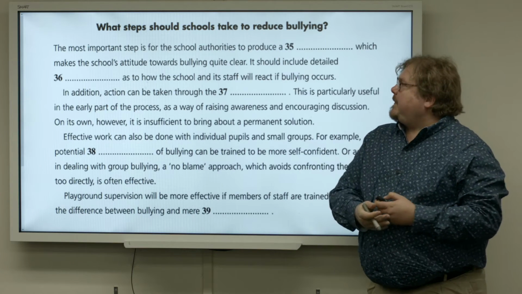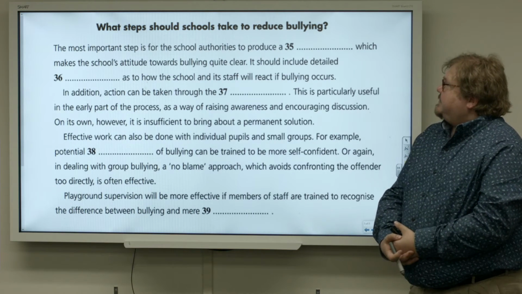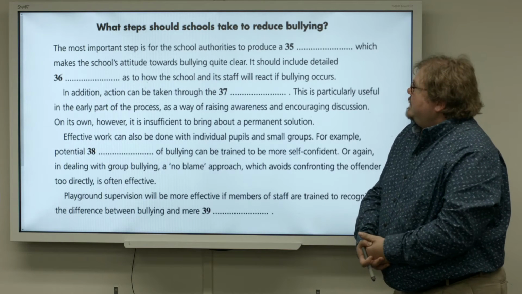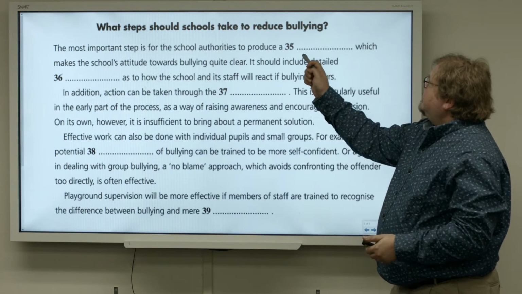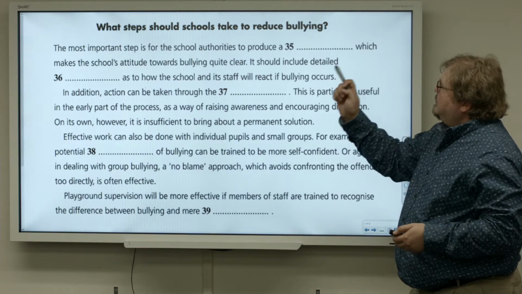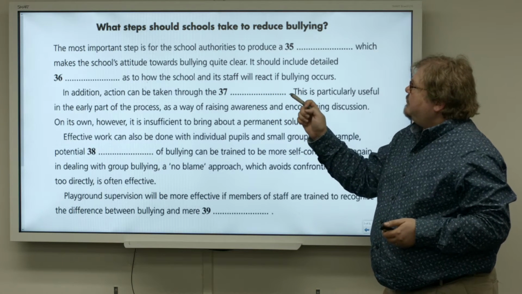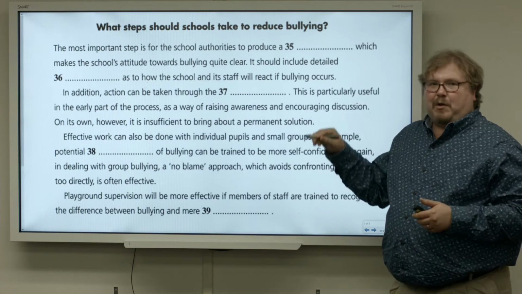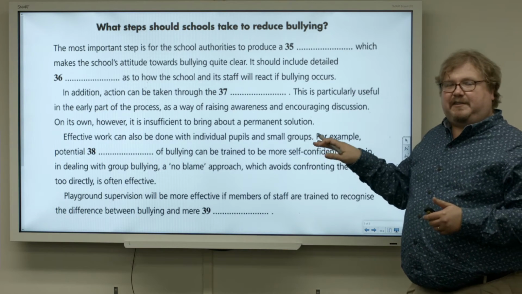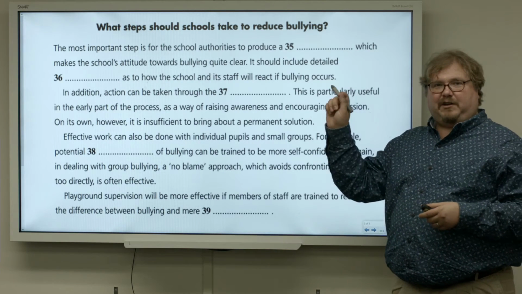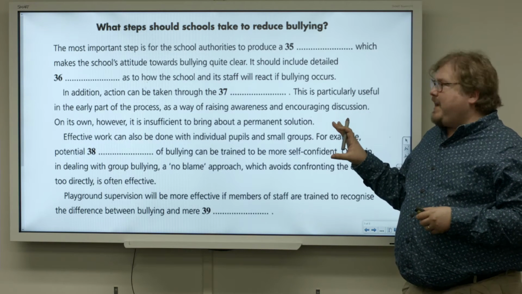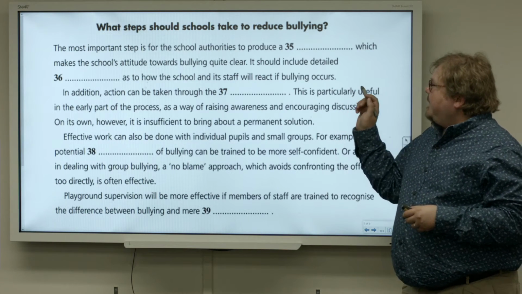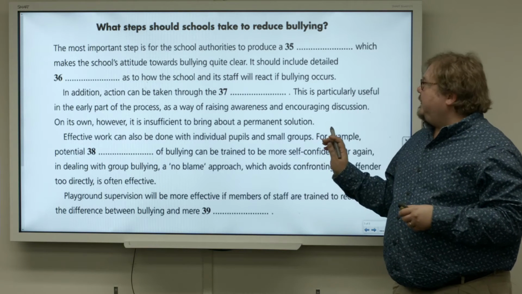Start with the title. What steps should schools take to reduce bullying? The most important step is for the school authorities to produce a blank, which makes the school's attitude towards bullying quite clear. By the time we get to this part, we will have done a quick skim of the article, so we might have some ideas already. But let's continue quickly through.